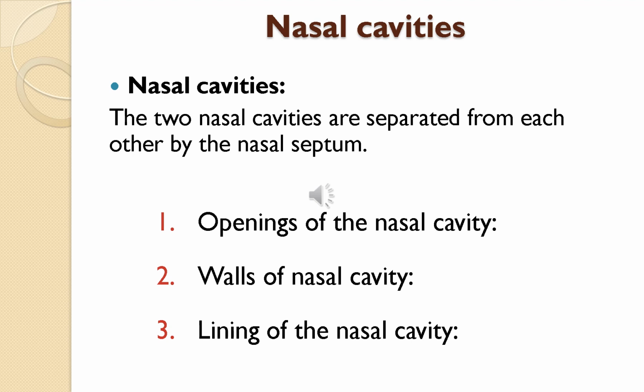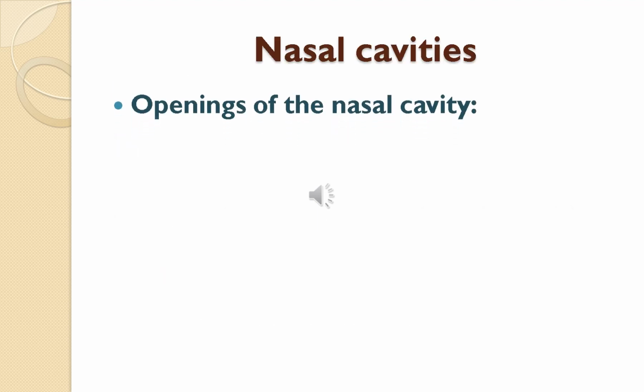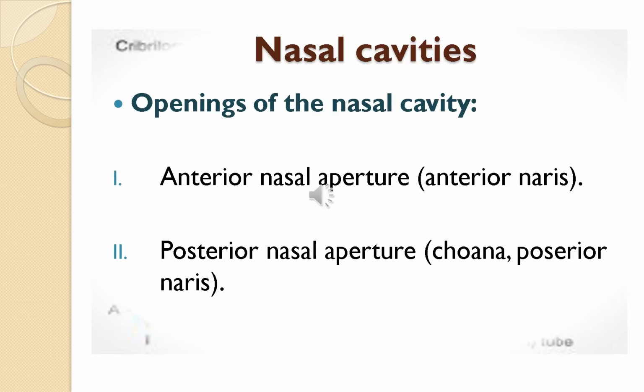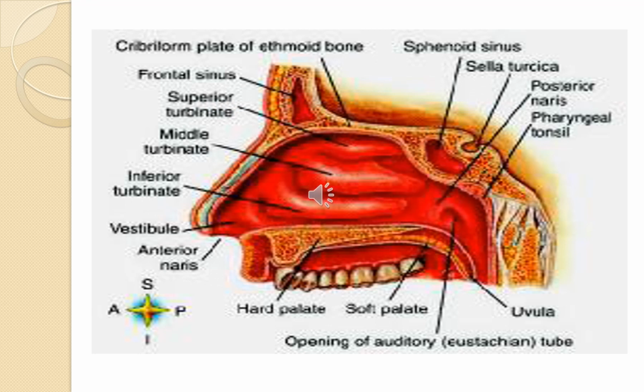The second part of the nose is the nasal cavity. We need to study the opening of the nasal cavity, the walls of the nasal cavity, and the lining of the nasal cavity. Regarding the opening of the nasal cavity, we have two openings: anterior opening and posterior opening. The anterior opening is called the anterior nares or the nostril. We discussed this before in the nasal tip.